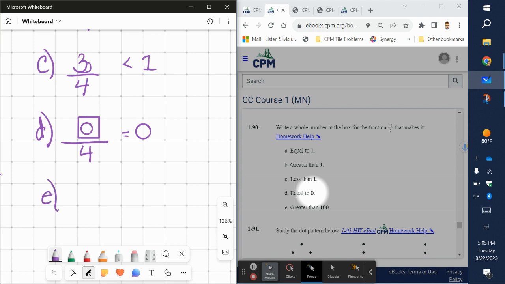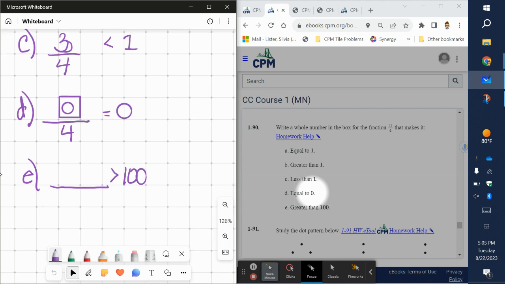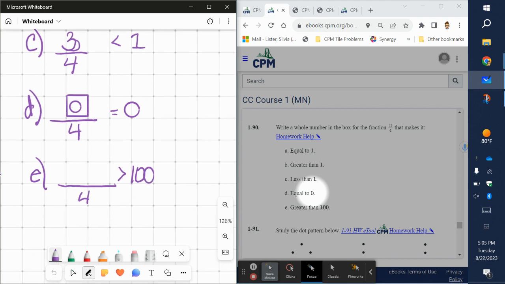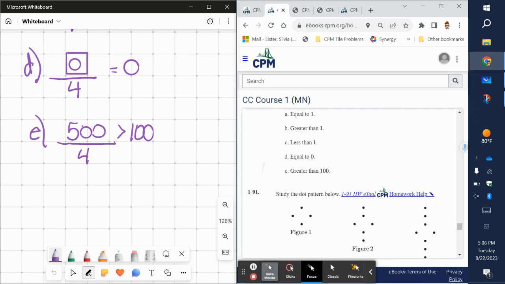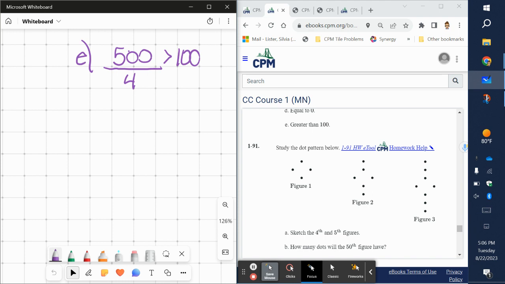Letter E is greater than 100. Well, I know greater than 1 was 5, but this needs to be greater than 100. So I'm going to go with 500. And you honestly could have picked any number greater than 400, because 400 would have given it to you as equal to 100. So any number bigger than 400 will work for letter E. Let's do 191.